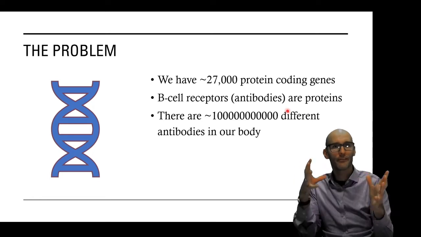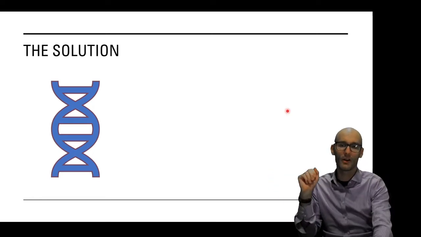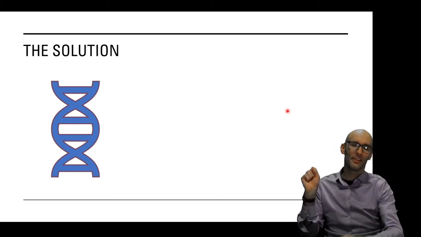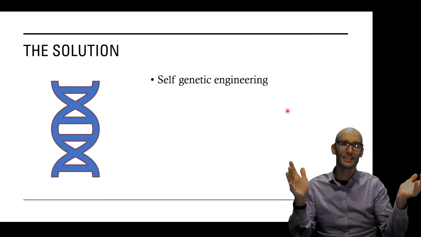So what's going on? We obviously don't have a gene for each antibody. Something weird is going on. And the solution is when the adaptive immune system starts to look really cool. The solution is self-genetic engineering.